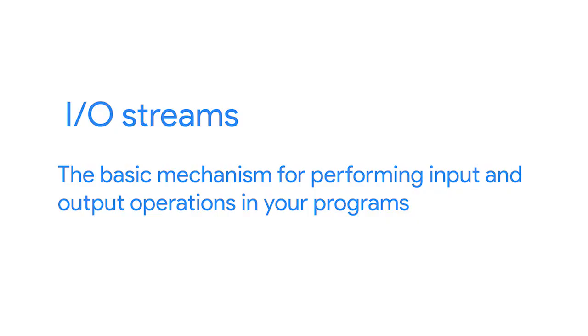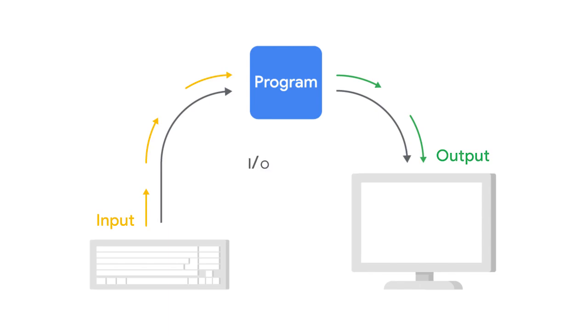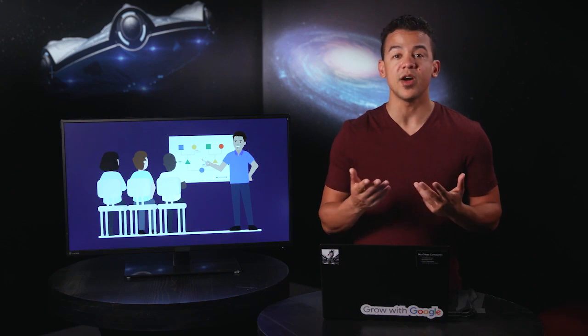I/O streams are the basic mechanism for performing input and output operations in your programs. You can think of these streams as pathways between your programs and their input sources, like a keyboard, or output, like the screen. I/O streams aren't just available for Python programs. When we run a system command on our terminal, I/O streams are also being used to connect that command to the terminal input and output. This way, we can see the results of the command or enter data interactively if that's how the program works.